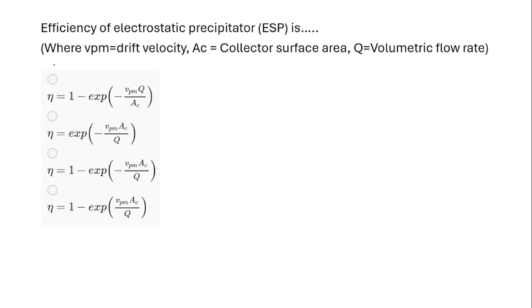Next question: the efficiency of the electrostatic precipitator, ESP, is? What is the formula? What is the right relation? The right relation is 1 minus e to the power of minus Vpm times Ac divided by Q. Here Vpm is the drift velocity, Ac is the collector surface area, and Q is the volumetric gas flow rate. So efficiency is calculated using this formula.